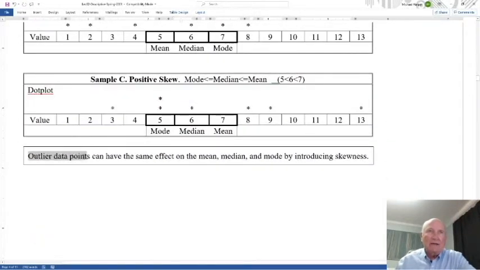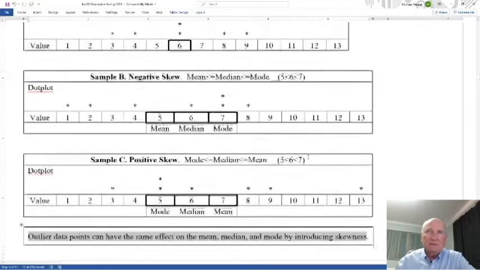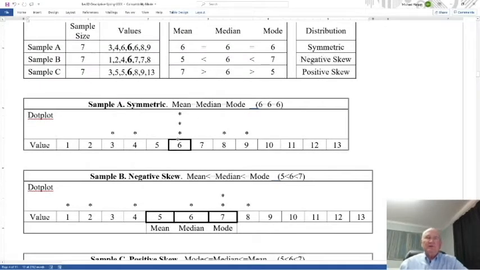Now, outlier data points can have the same effect on the mean, median, and mode by introducing skewness. If I took this symmetric distribution and all of a sudden I move this 9 out to 13, boom, it's going to be skewed right. If I took this distribution the way it is, took this 3 here and moved it down to 1, boom, it's skewed left. So an outlier could cause skewness. One number can change the skewness of a distribution.